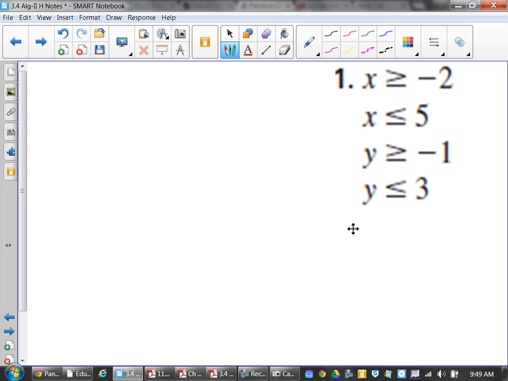How do you make a boundary out of this? Four of them. Yes, what she said. So we have x is greater than or equal to -2, x is less than or equal to 5, y is greater than or equal to -1, and y is less than or equal to 3. Now, since this is all done in single variable, it's a whole bunch of horizontal and vertical lines. Do you agree?